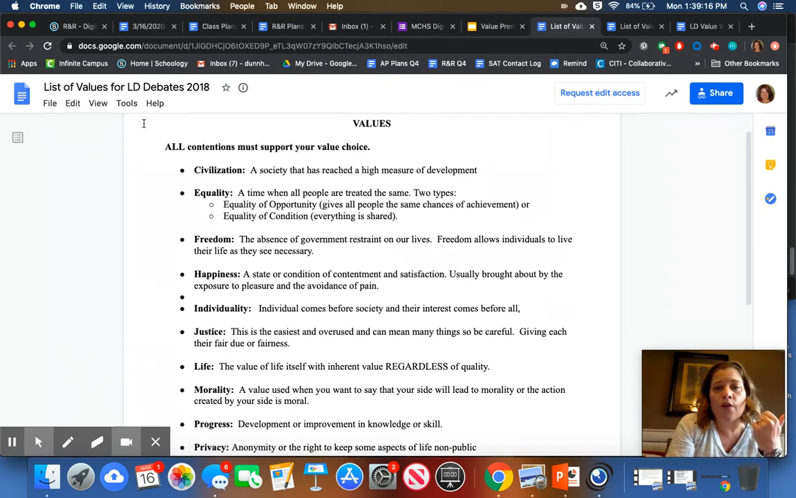So I'm going to look at the very first one, civilization. Civilization could be a value that supports that, because if our society has reached a high level, a high measure of development, that means that we should be able to support those people in our society that need it the most.